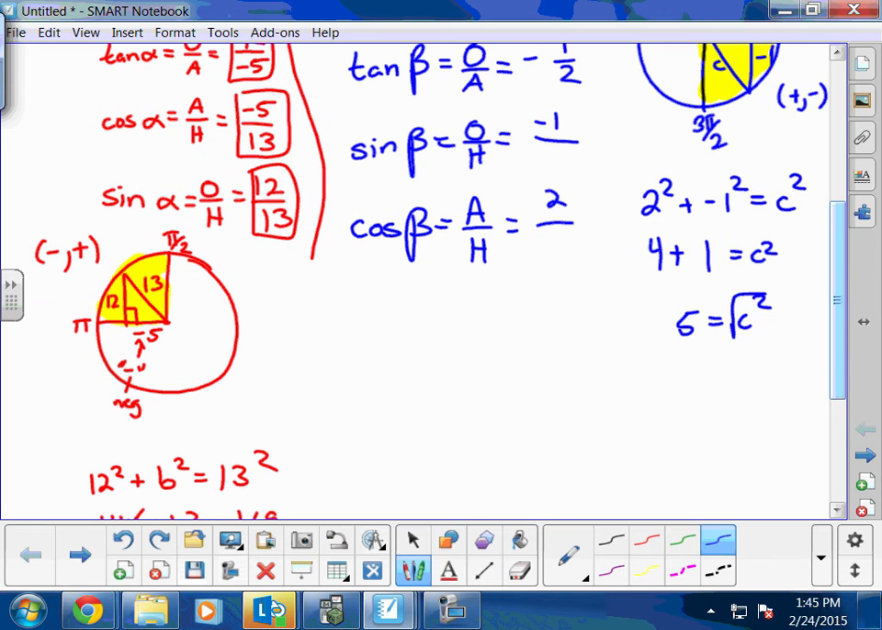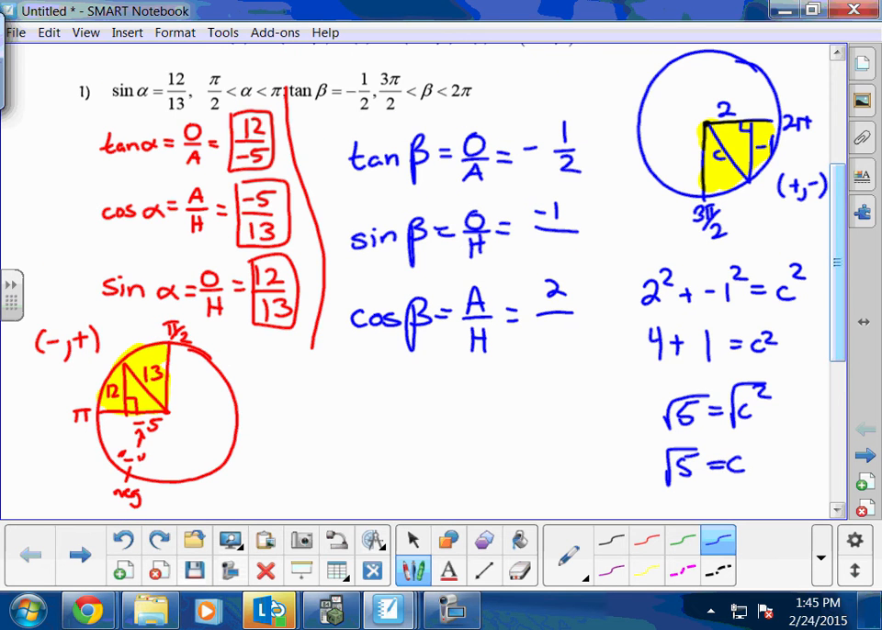Now this is important because we find out what the hypotenuse is, which is the square root of 5. Now it's going to be positive because all hypotenuses are always positive. So square root of 5. It means that this is square root of 5 and this is square root of 5. Now one thing I must do with this is rationalize it. Can't leave a square root as a denominator. So in order to do that, I'm going to do square root of 5 over square root of 5. Same thing here, square root of 5 over square root of 5.